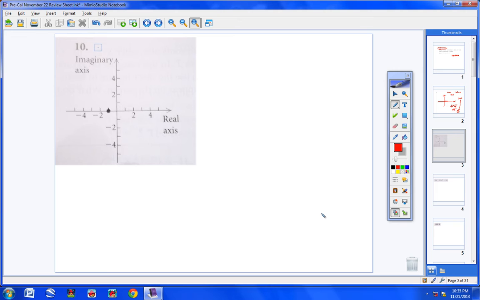Number 10, the directions say express the indicated number in standard notation and trig notation. Standard notation and trig notation. Okay, first of all, let's write it in standard notation. This is an ordered pair that is at negative 1, 0. So we would write negative 1 plus 0i. That's standard notation. Now, if you did not want to write the 0i, you did not have to. You could just write negative 1. That's totally fine. Now they want us to write this ordered pair right here in trig notation.